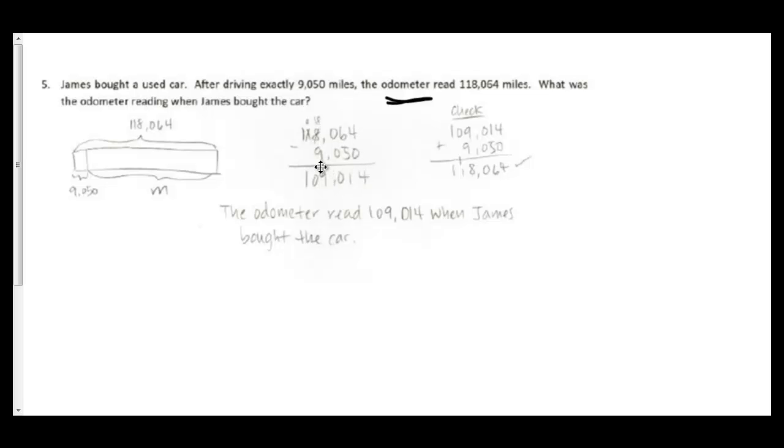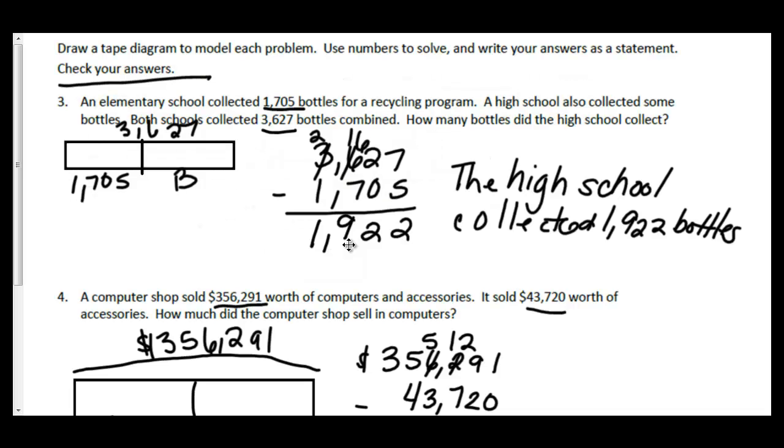The only place that I had to decompose was right here in the 10,000s. I could not subtract thousands, so I had to decompose the 10,000s, and that's why this 1 became a 0 and the 8 became an 18. They gave me 109,014. I checked my answer, and it checked out correct. So the odometer read 109,014 miles when James bought the car.